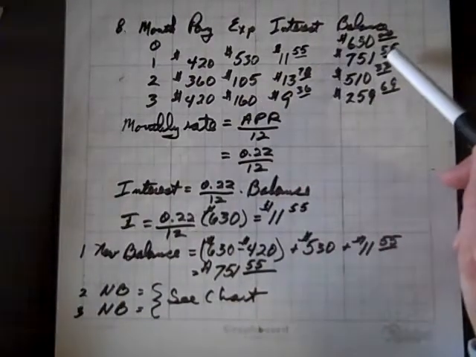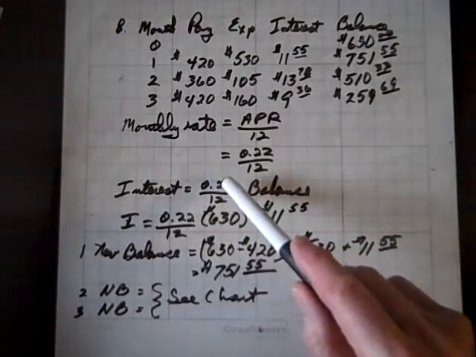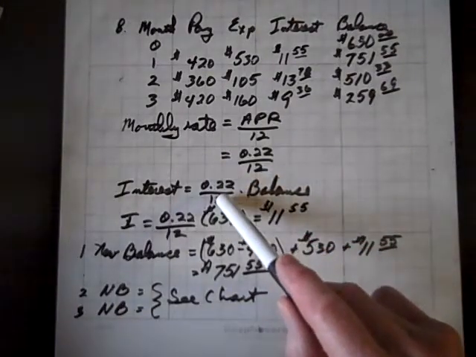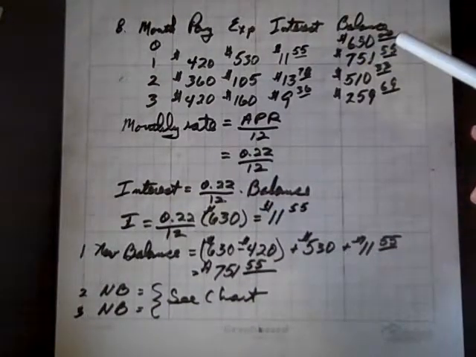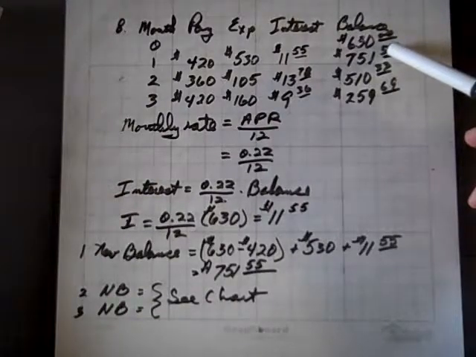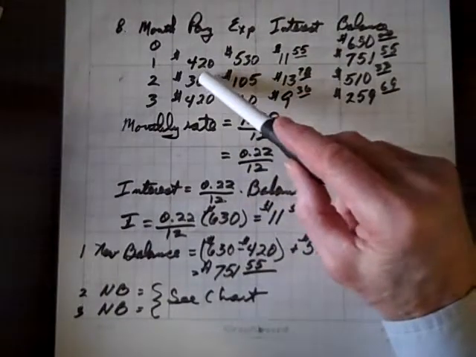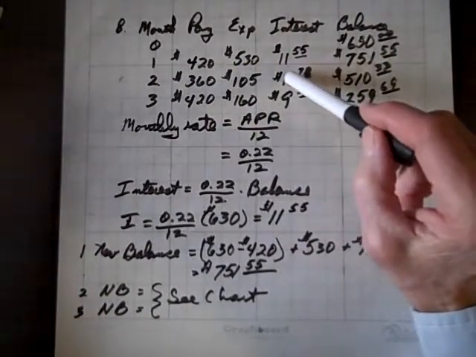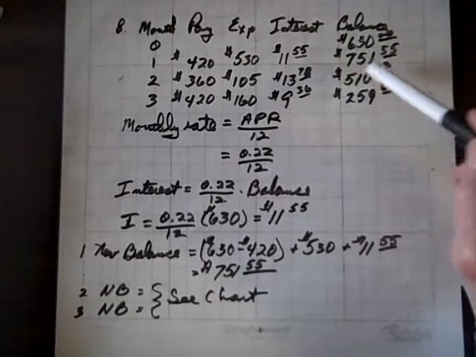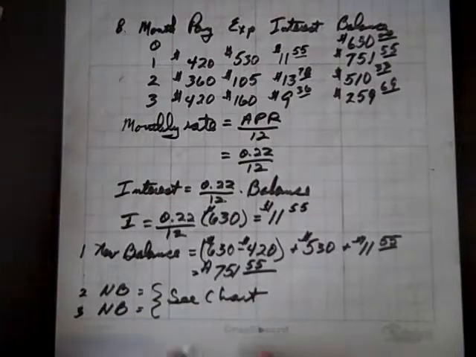And notice when we find the interest for month 2, we'll multiply 0.22 divided by 12 times the balance. In this case, 751.55, and then we'll find our difference in order to come up after we make a payment. And when we find that difference, we'll add it to our expenses and that interest that we computed, and that will be our new balance. And then finally for month 3, we'll go through the same process, and we're done.